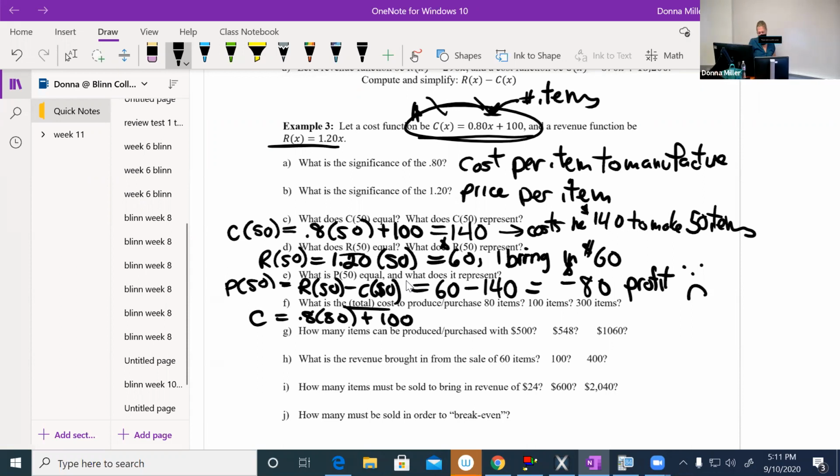So what's that going to be? That's going to be 64. It's going to be 164. Yeah. Okay. So it's 164 bucks. Remember, the thing on the left is the money. The thing on the right is the items. This is money too.